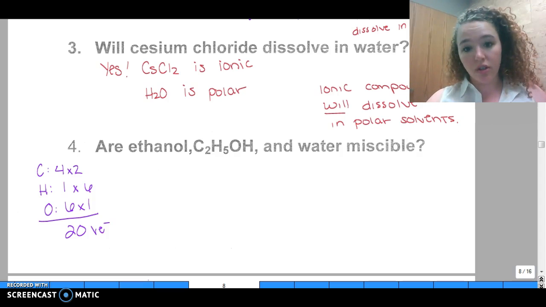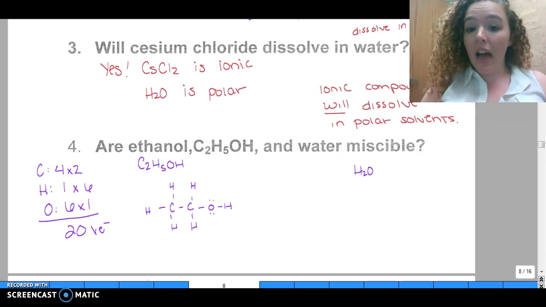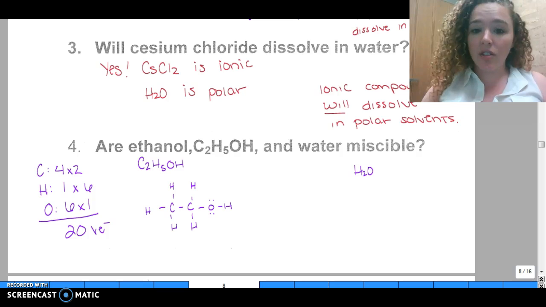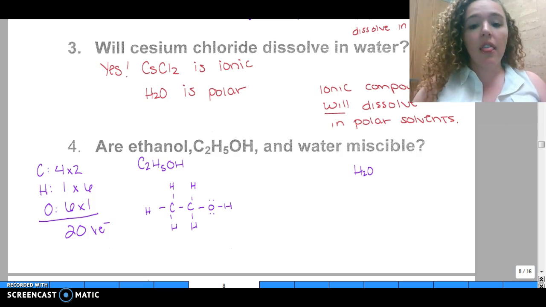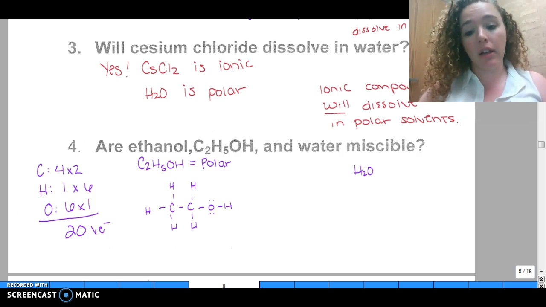And this is what your structure is going to look like. In this structure, you'll notice that most of the compound does not have lone pairs. However, that oxygen does have lone pairs. That causes the electrons to stay more by the oxygen than the rest of the molecule. This uneven sharing of electrons results in C2H5OH being a polar molecule.